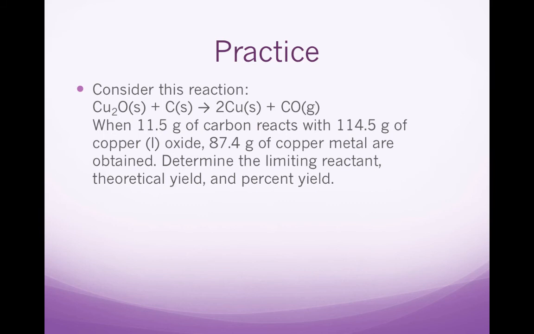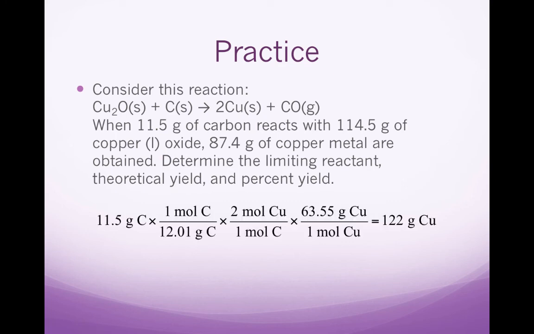First we need to determine the limiting reactant, then we need to determine the theoretical yield, and then finally we'll determine our percent yield. This here is my actual yield. I did this reaction, I had 11.5 grams of carbon and 114.5 grams of copper(I) oxide, and I found that I made this much copper metal. Determining the limiting reactant is the same thing we did before. We'll look at our two reactants, those amounts, and figure out how much copper I can make from those amounts. First let's look at carbon.